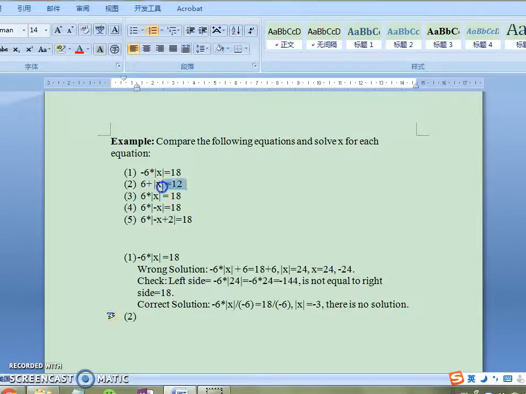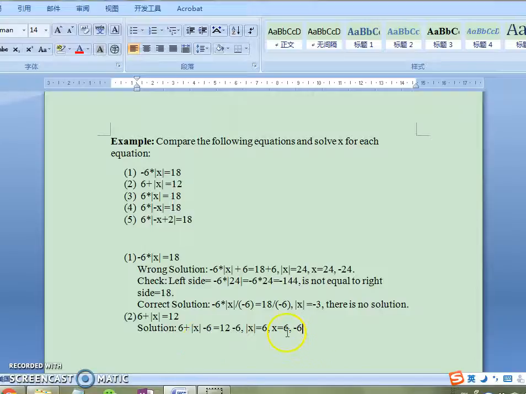What do you think? The second says 6 plus the absolute value of x equals 12. In this case, since the left side is an addition, in order to move this 6 to the other side, we could subtract 6 from both sides, okay? Subtract 6 from both sides, and that gives us 6 minus 6 equals 0, then the absolute value of x equals 6. In this case, x could either be +6 or -6.